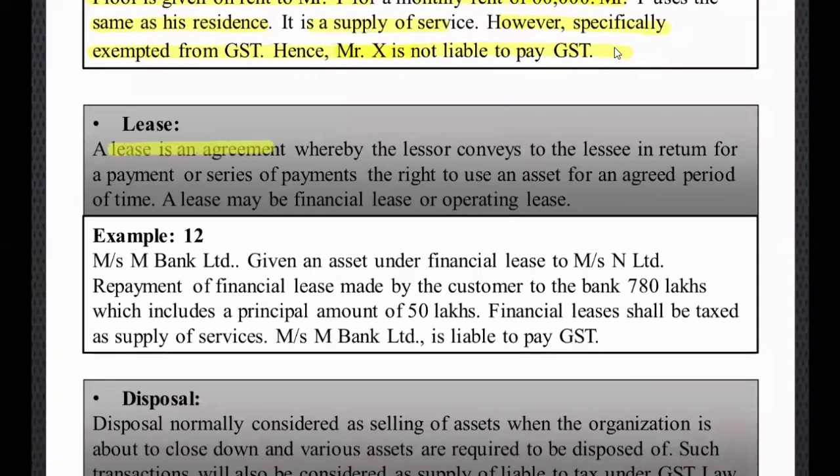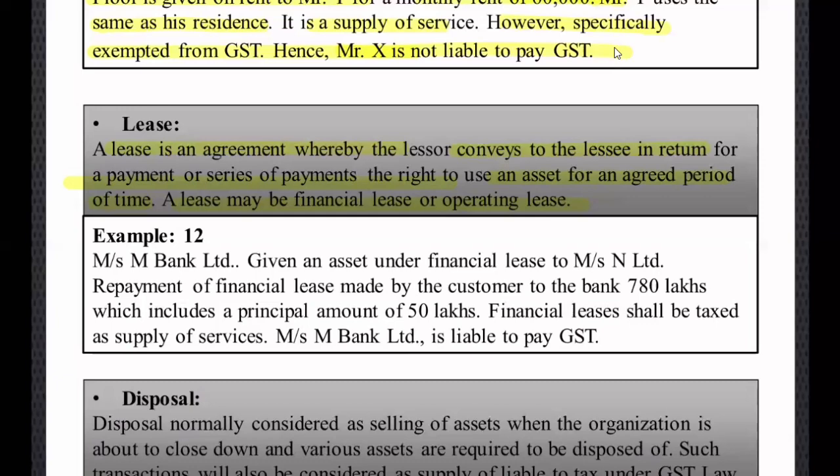Lease is an agreement whereby the lessor conveys to the lessee, in return for a payment or series of payments, the right to use an asset for an agreed period of time. A lease may be a financial lease or an operating lease. We all know financial lease and operating lease. Lease is a kind of rent, you can say, but for a longer period of time.